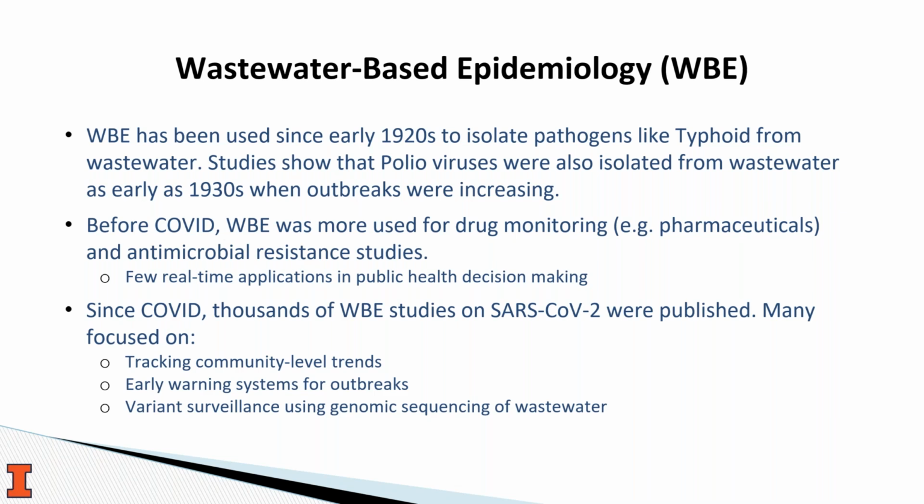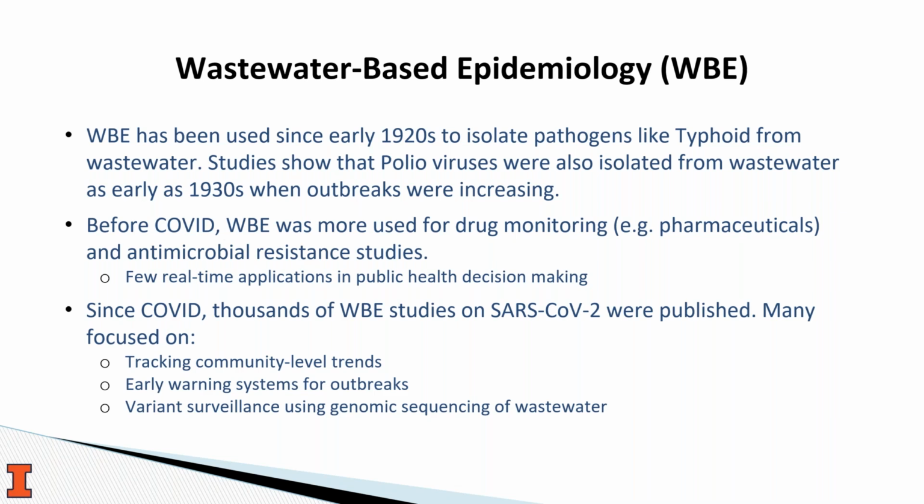There was a surge of wastewater-based epidemiology studies, and there are thousands of studies on this topic. Many of these are focused on tracking community-level trends for COVID and using that data as an early warning system for outbreaks, which many states and organizations did eventually monitor for and implement, using various methods like genomic sequencing to better locate and understand variants.